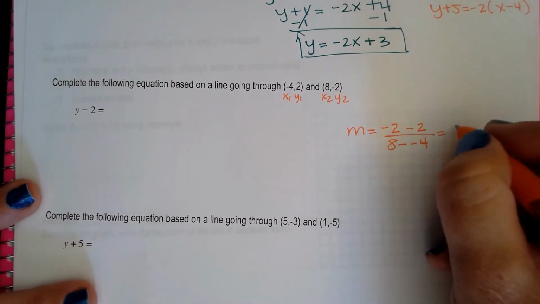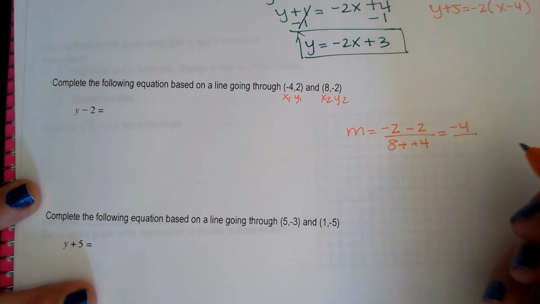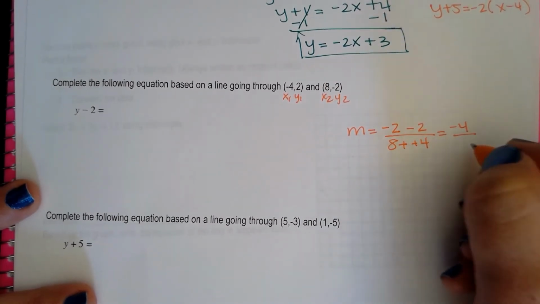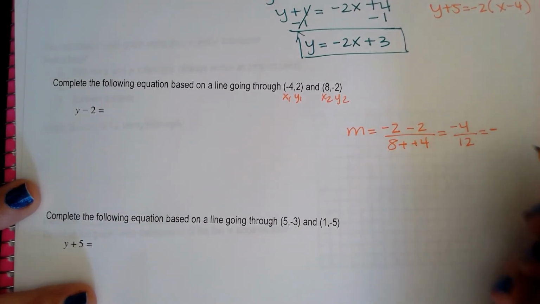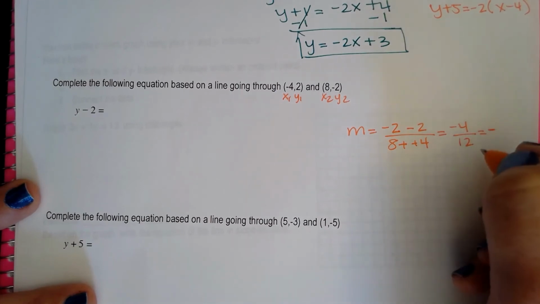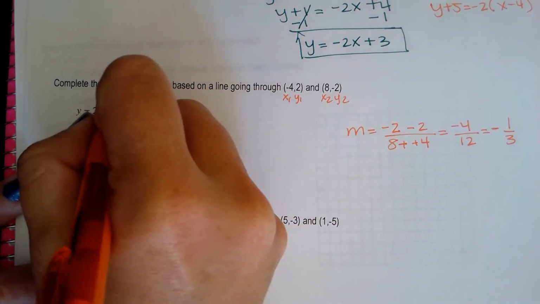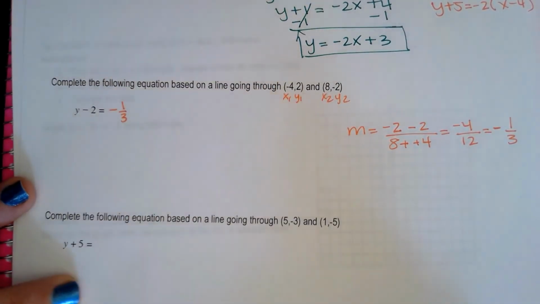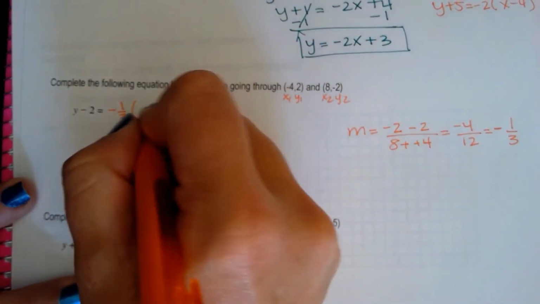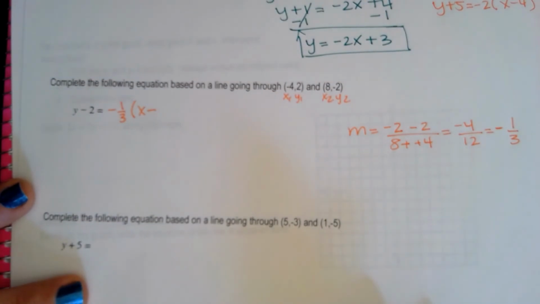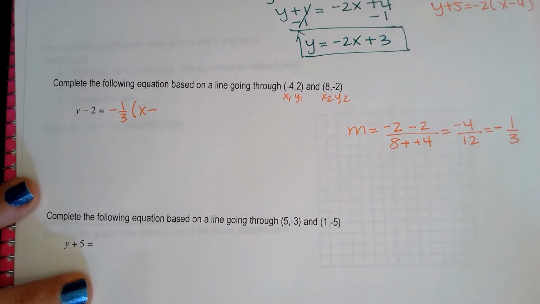-2 and -2 is -4. 8 minus -4, double negative. That's 12. Negative divided by positive is a negative. 4 over 12 reduces to 1/3. Okay, so now I know my slope is -1/3. And then I know that this is going to be x minus something. So now we just have to figure out what ordered pair this is going to be.